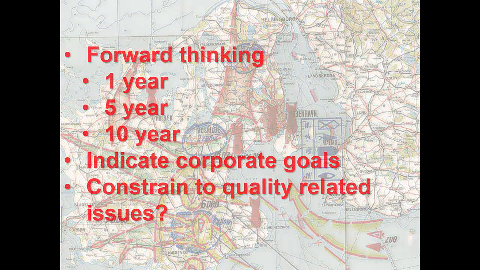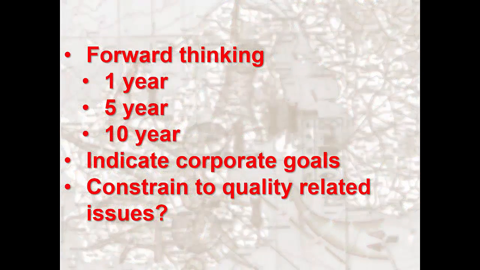Okay? So a strategic direction should look something like this. It should be forward-thinking. It should probably present a 1-year plan, what you want to accomplish in the next year, perhaps a 5-year plan or a 10-year plan or something else like that. It should indicate your corporate goals. These would not necessarily be your objectives. This would be high-end goals.